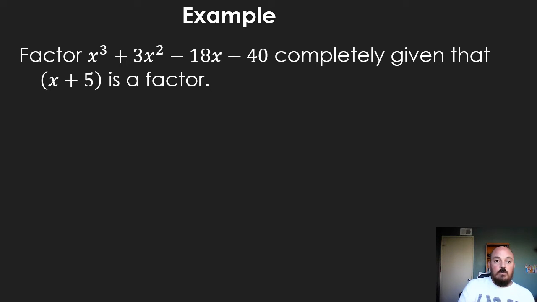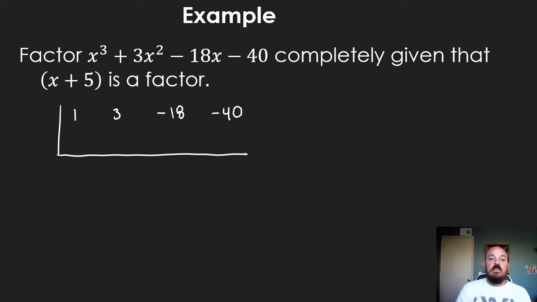Let me set up, because I still want to do synthetic division on the one I gave you. So I set up for synthetic division. I have 1 for x cubed. I have a positive 3x squared, so I'll put a positive 3 there. Minus 18x, I'll put a negative 18. And minus 40, so I'll put a negative 40.